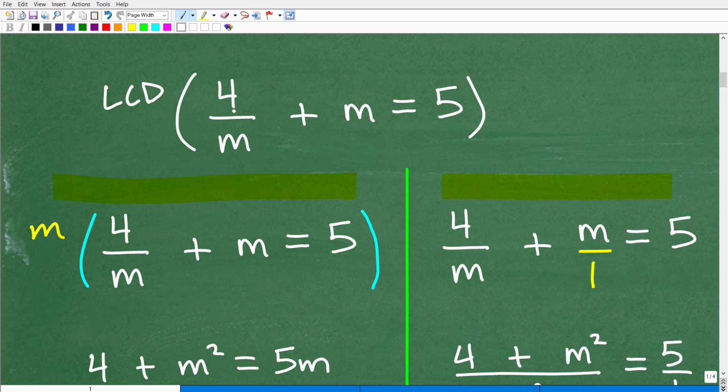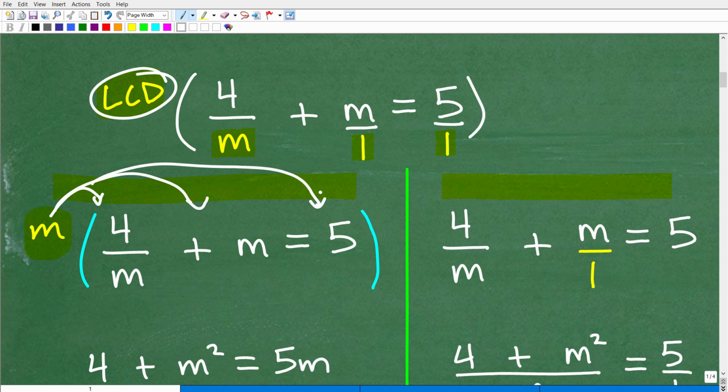So if we look at this thing, we have 4 over m, m over 1, its denominator is 1, and 5 over 1. So what is the LCD? Well, the prime factors are m times 1, which is going to be, of course, m. So anytime you want to get rid of fractions in an equation, you can multiply the entire equation by the LCD and you will clear the fraction. So in this case, it will be m. I can multiply it by this term, multiply it by that term, and multiply it by 5, and you can clear the fractions. Now, that's going to be one approach, and that's a good approach to take as well.